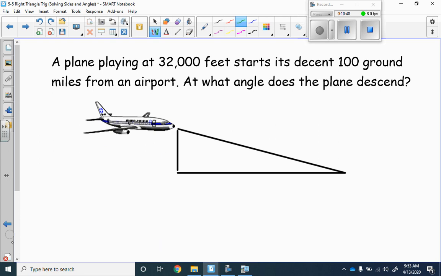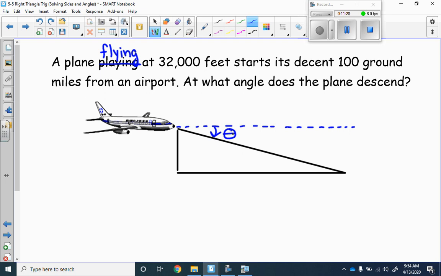Now, taking a look at an angle of depression. A plane flying at 32,000 feet starts its descent 100 ground miles from an airport. What angle does the plane descend at? What you're trying to do here is find the angle of depression. The angle of depression is when you're looking down at something. So if this plane was to go straight ahead but then look down at it, that is the angle of depression. That's the angle that we're looking for right here.